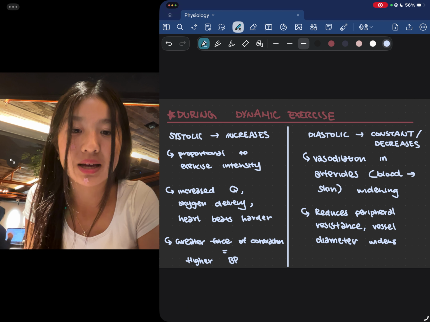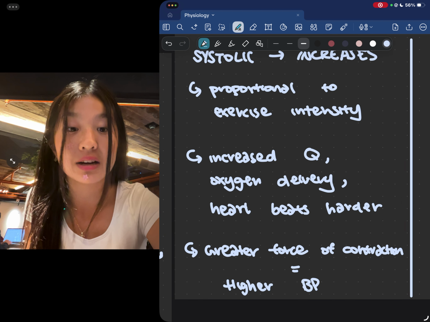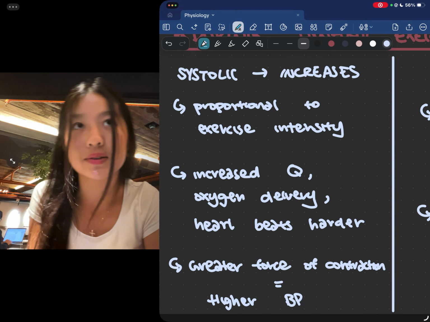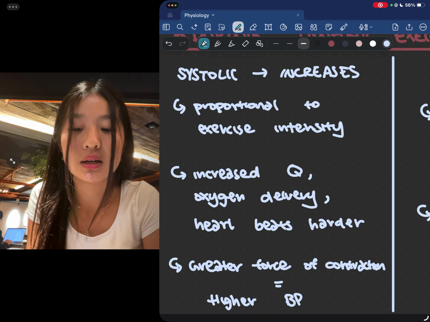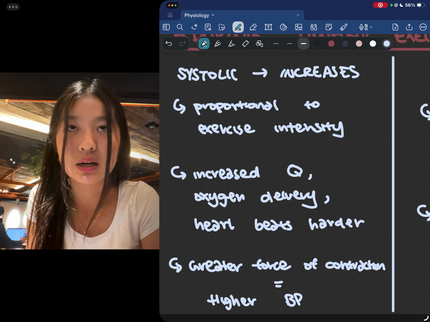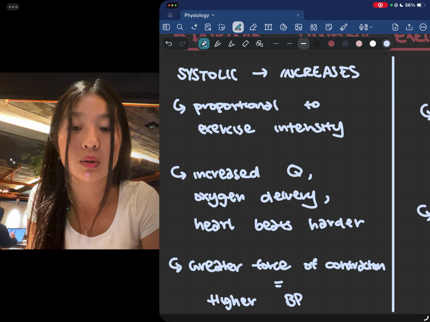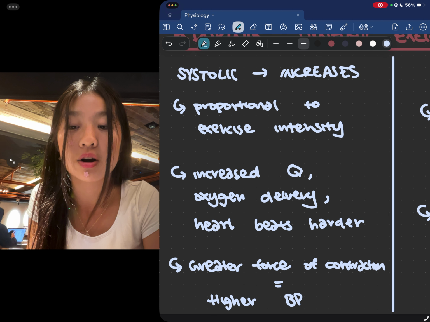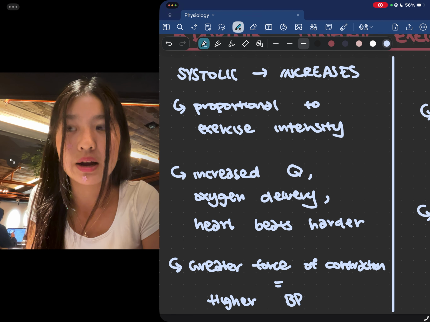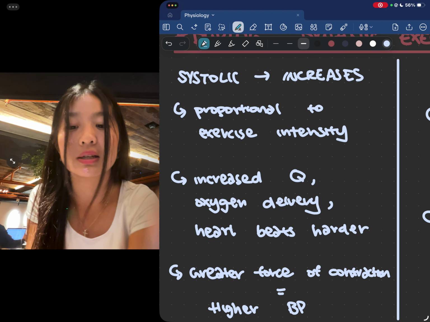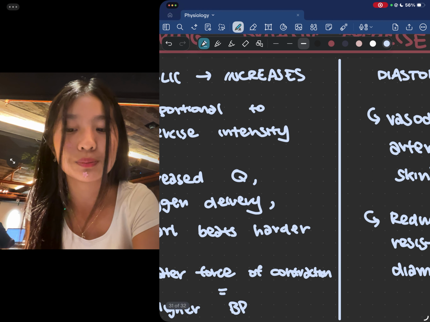During dynamic exercise, your systolic blood pressure increases proportional to the exercise intensity. Because when you're exercising, your muscles go through a lot of metabolic reactions, and therefore your cardiac output is going to increase because you need to support your working muscles with more oxygen. In order to deliver that oxygen, your heart needs to beat harder. If there is a greater force of contraction, there will be a higher blood pressure, because the systolic value is the force of contraction.